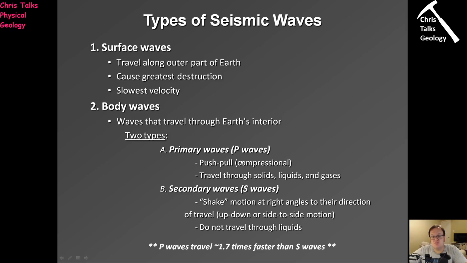The P waves are compressional, and they can travel through solids, liquids, and even gases. Secondary waves, on the other hand, are incapable of travelling through anything but solids, and we'll discuss why that is in a second. So an S wave cannot travel through a liquid. P waves are around 1.7 times faster than S waves. So when we look at a seismogram of an earthquake, we'll see the P waves arrive first, followed by the S waves, and then finally the surface waves arrive.